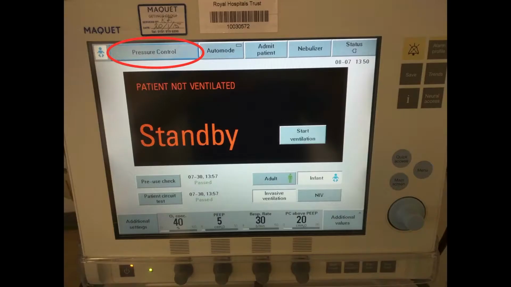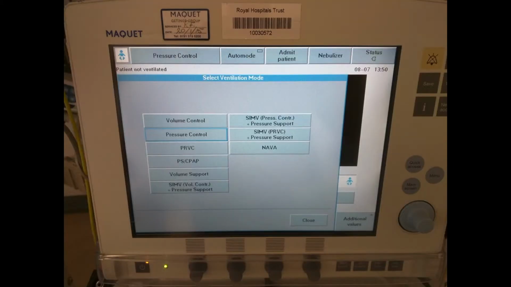So you can see in the top left hand corner beside the icon for adult or infant, the currently selected mode that the ventilator has been set to. And our ventilator defaults to pressure control. Not quite sure why, because we'd almost never use this mode, but what you need to do is click on the pressure control, and that will then open up the menu of the possible modes the ventilator offers.